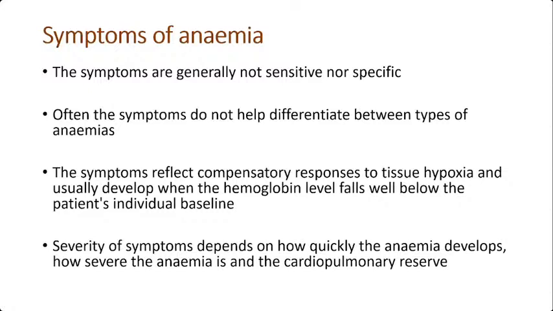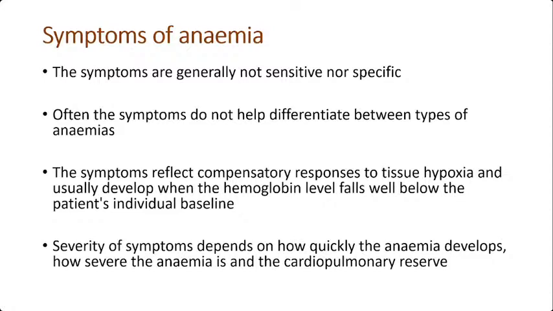So what are the symptoms of anemia? Now, the symptoms are generally not very sensitive, nor are they very specific. And you will see, for example, pallor, which is one of the major signs we look for in anemia, is not only seen in anemia. If somebody is walking around out in the cold, they may have pallor because of the vasoconstriction that may be seen. Or if somebody gets a vasovagal attack and they get shock, again, they will tend to present with pallor, even though they may not be anemic.